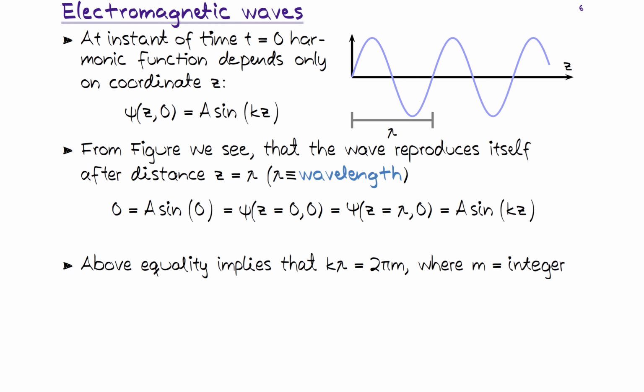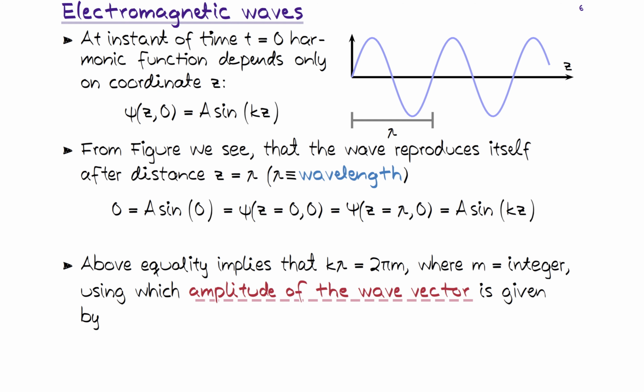So m is an integer, and now we just take the smallest possible wavelength we can imagine. So we take the m equals 1 case, and using this we can now define the amplitude of the wave vector. We solve this equation with respect to k, the amplitude of the wave vector, by placing m equals 1 in here. And this simply gives us that the amplitude of the wave vector k equals 2 pi over lambda, the wavelength of light.